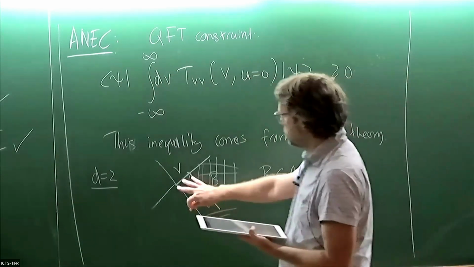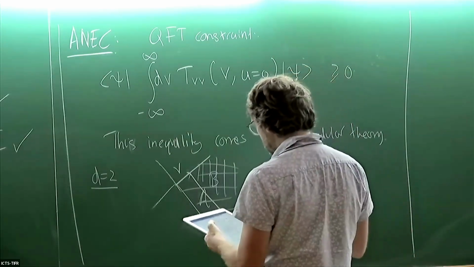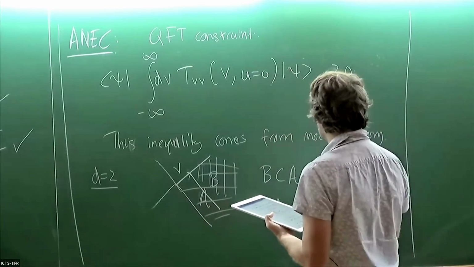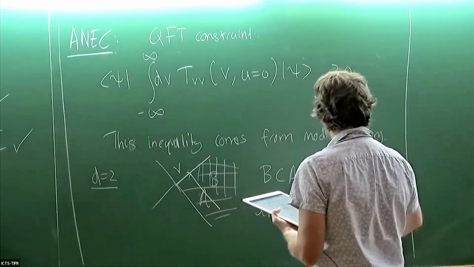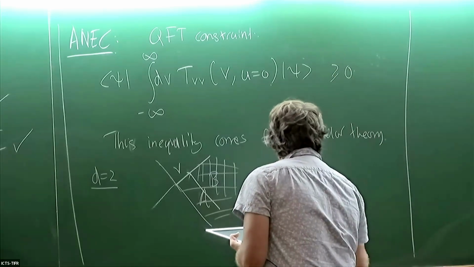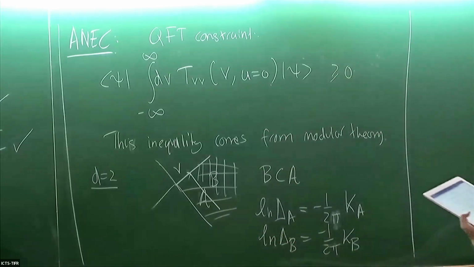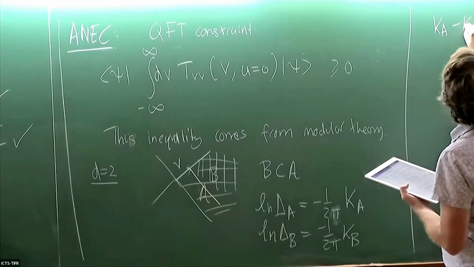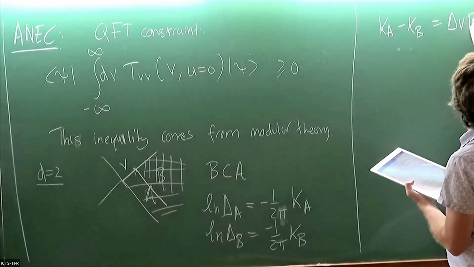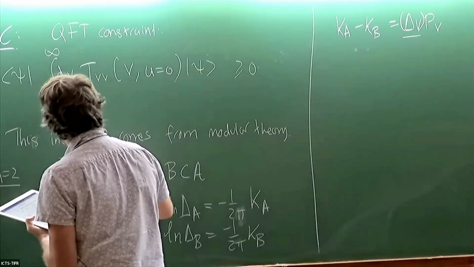Because these are just wedges, we know what the modular operators are. We know that the log of delta A is just -1/2 pi K_A, which is the boost associated to the A wedge, and then similarly for B, K_B. And it's not hard to see, based on the Poincare group, that the difference of these two boosts is just a translation in the null direction. This is just a number, delta V. That's this deformation, so delta V is that length.